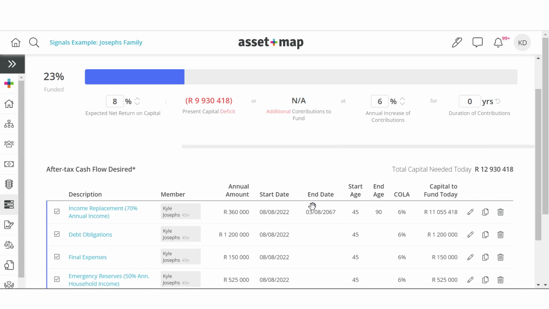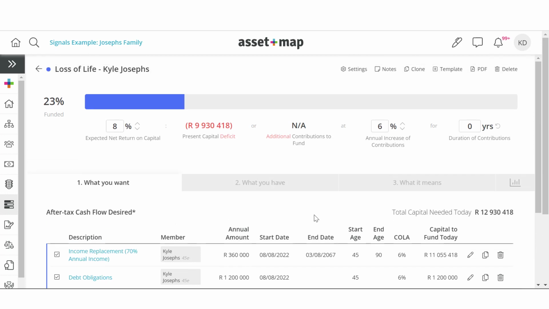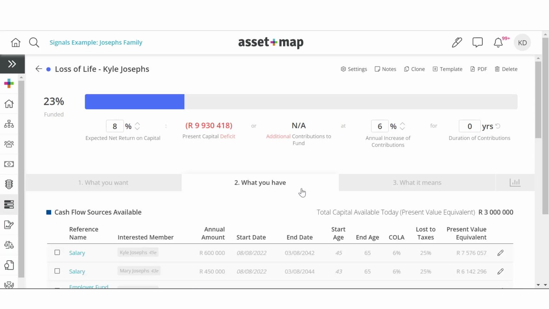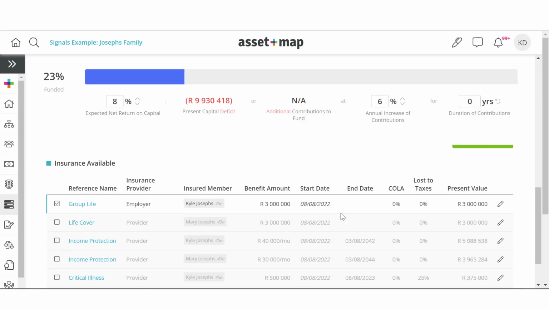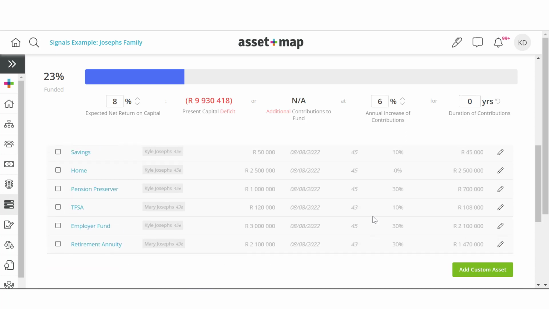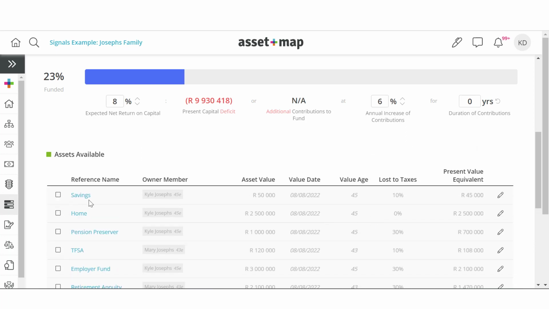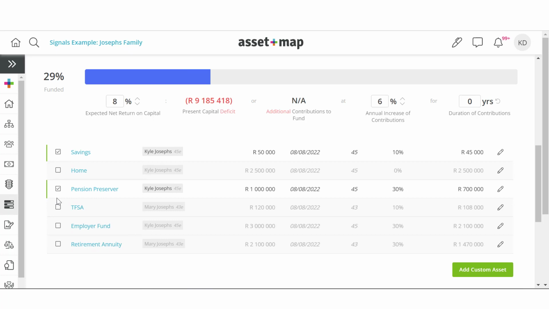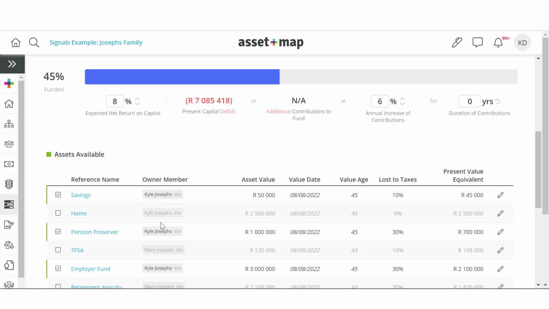What does this client want? The next step is to say, okay, in the event of Kyle's death, we know what they would need as a family to be able to sustain it financially, but what do they have in place already? Here we can see that we've allocated the life cover that Kyle has, which is this 3 million amount, and that will be used to fund some of that income. But what else does Kyle have? Kyle also has the savings fund that could be used. Kyle also has a pension preservation fund that would go to the family that they could use to supplement that income. And Kyle has an employer fund of 3 million. So I allocate that all to this goal.